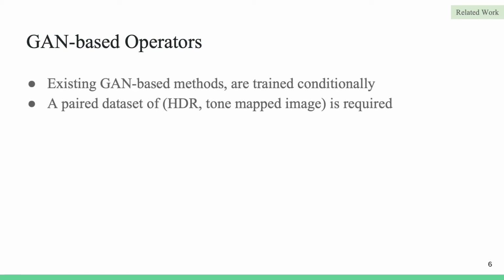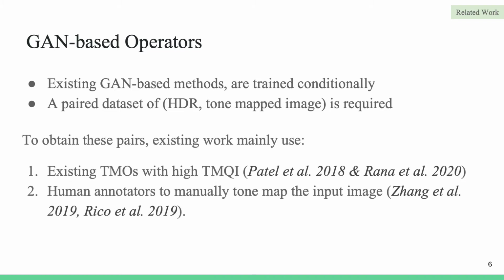Existing GAN-based methods are trained conditionally. For that purpose, a paired dataset of HDR and the corresponding tone-mapped image is required. To obtain these pairs, existing work mainly use existing TMOs with high TMQI or human annotators to manually tone-map the input image.